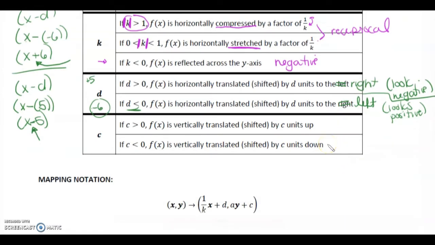Okay, some individuals like to formally put it into this mapping notation. I used to do this without the formula, but I think I'm going to start doing it more with the formula for the scope of the videos because it's just more structured. So x comma y is going to map onto 1 over k x plus d, and then a y plus c. And we're going to take a look at that.